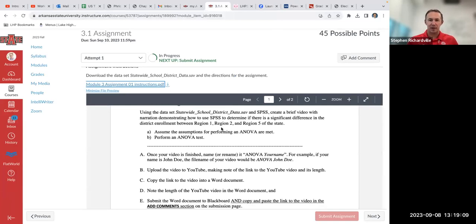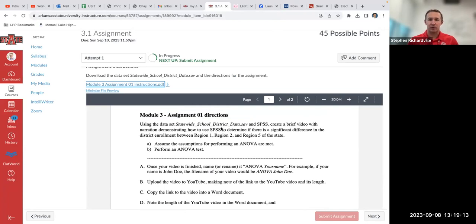As I share my screen today, for assignment 3.1, we're going to be doing an ANOVA test, analysis of variance test, on the statewide school district data for regions 1, 2, and 5 to see if there is significant difference in the enrollment data for that.